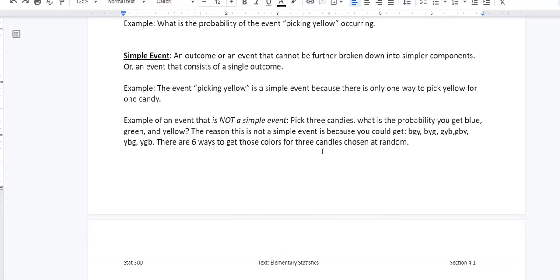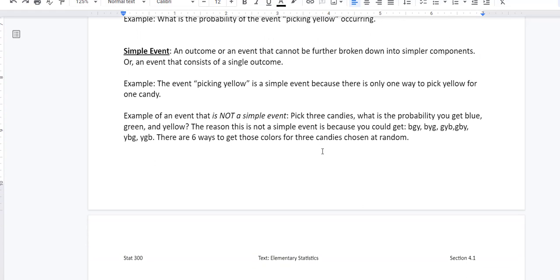A simple event is an outcome or an event that cannot be further broken down into simpler components. The event picking yellow is a simple event because there's only one way to pick yellow for one candy. I know that may sound confusing because you might be thinking there are other colors in there. Yes, there's red, blue, orange, but if you just reach in the bag and pick a color, there's only one way to get yellow.